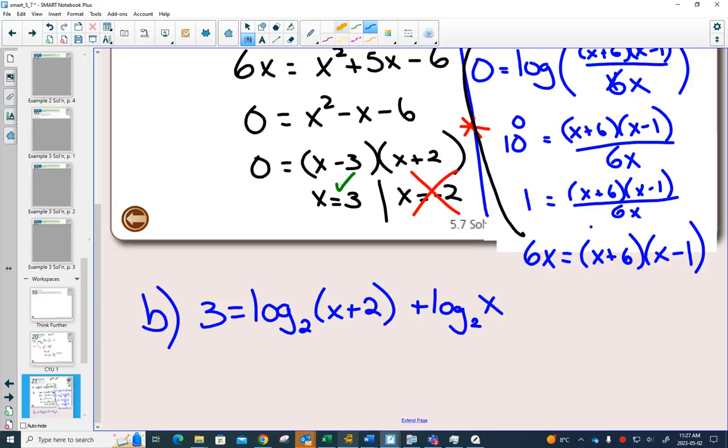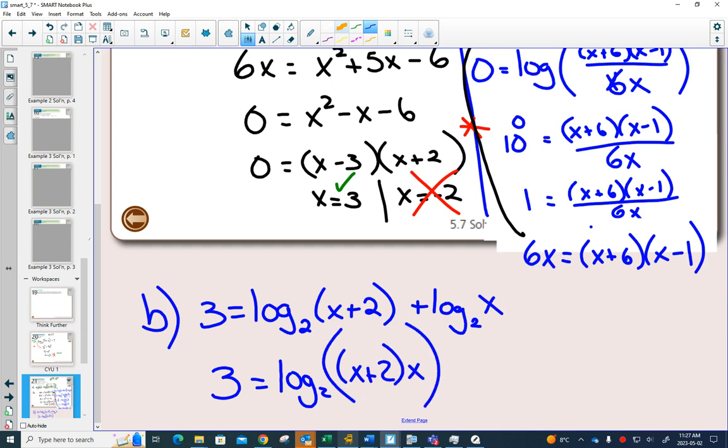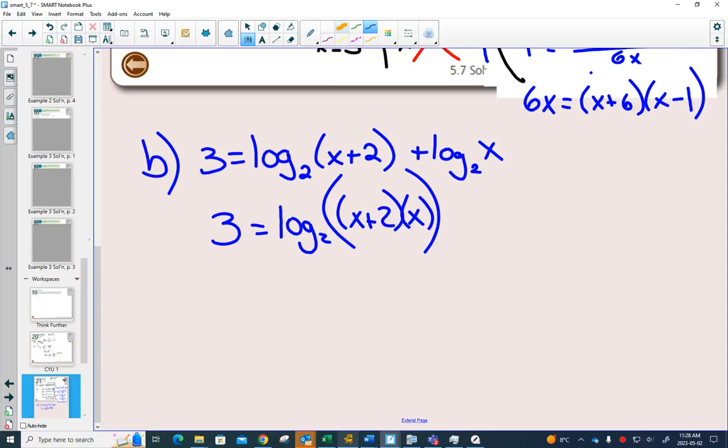Again, you're solving a log equation. You want to get a single logarithm. We can do that because we notice that we're adding. Adding is the same as multiplying. Can't use the shortcut here because it's not log equals log. But what we can do is use the step that is weird. Once you have a single logarithm, you can change it to exponential form. The base is 2, the exponent is 3, and if I distribute this, I will get x squared plus 2x.